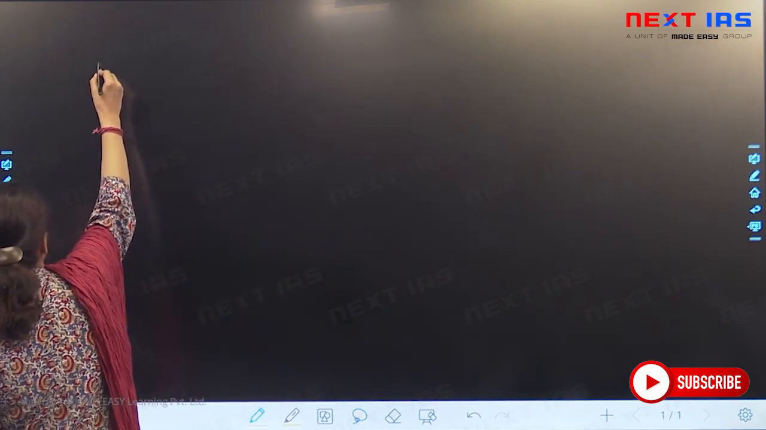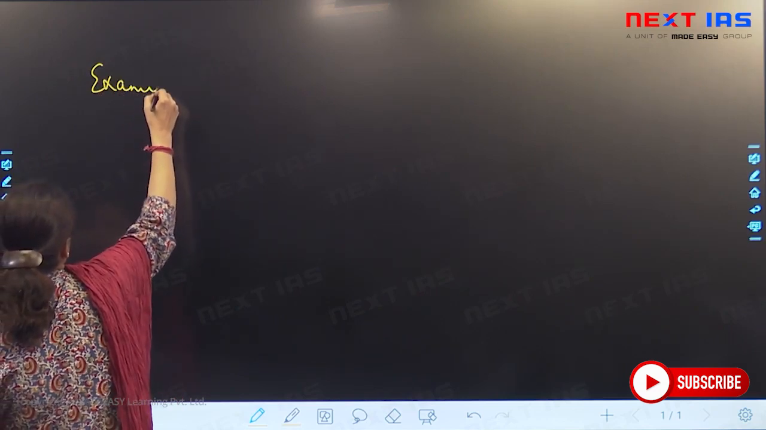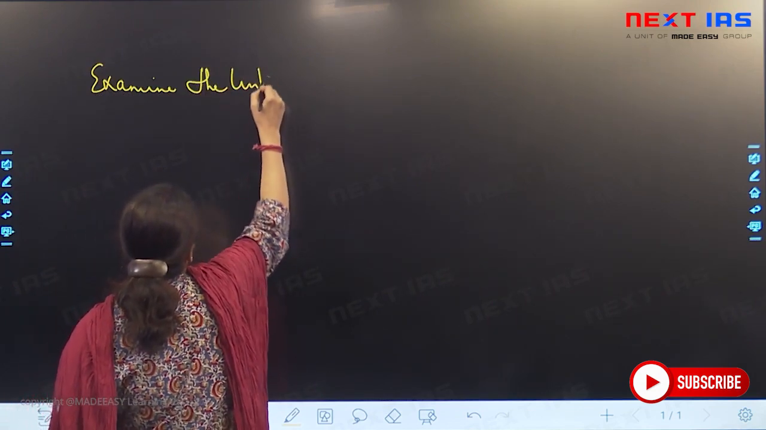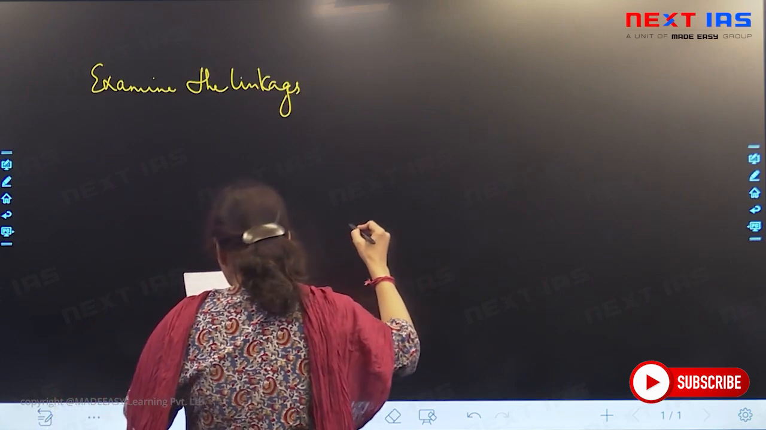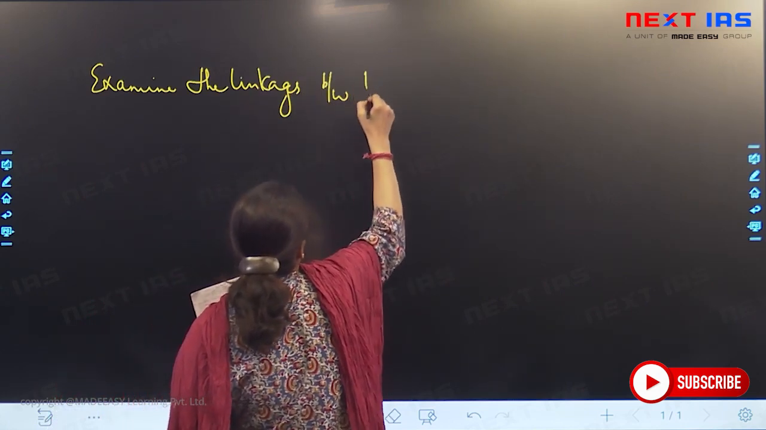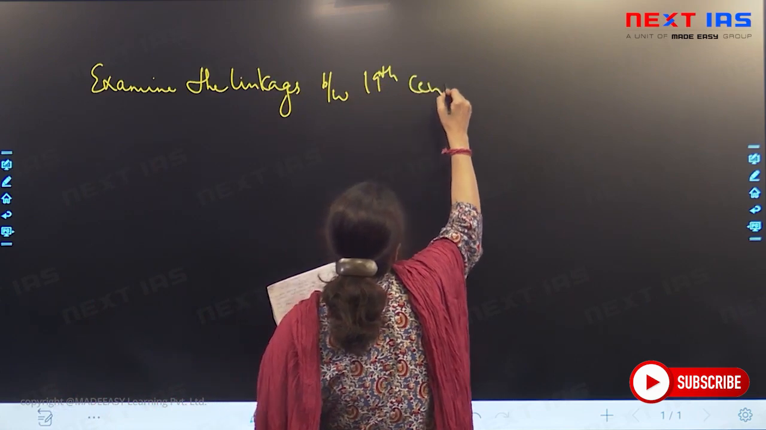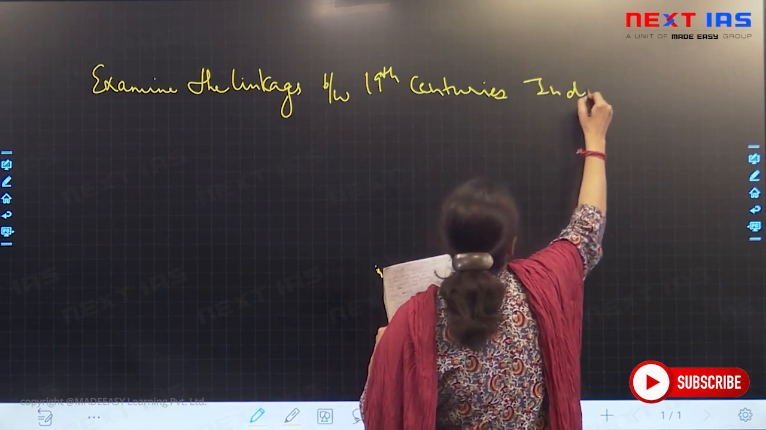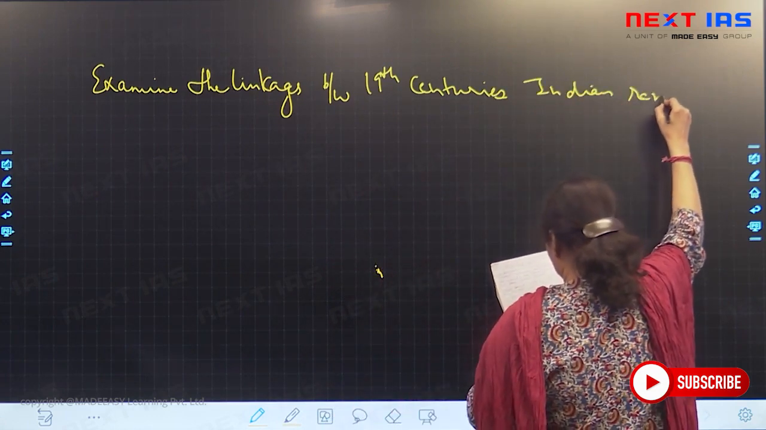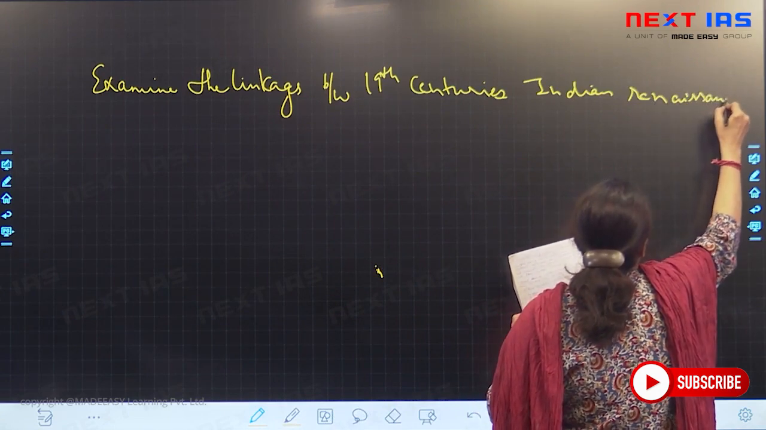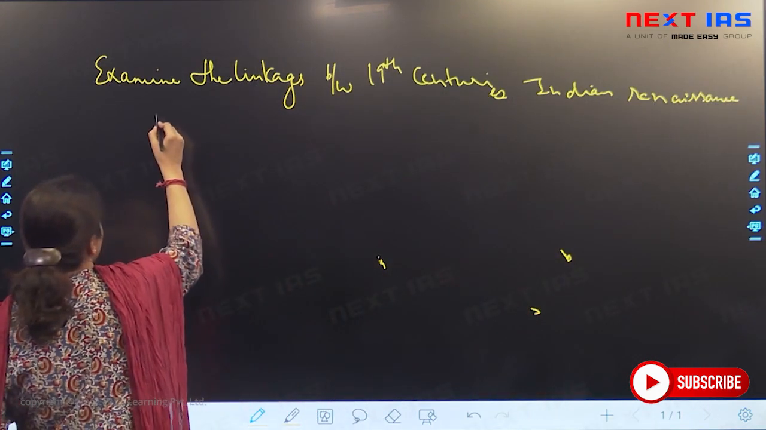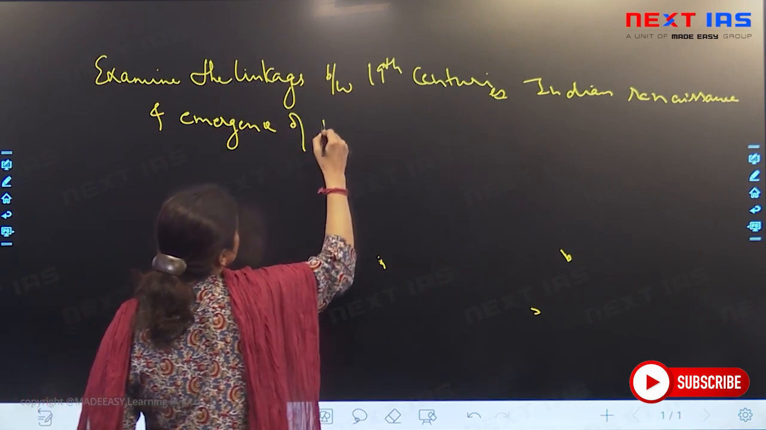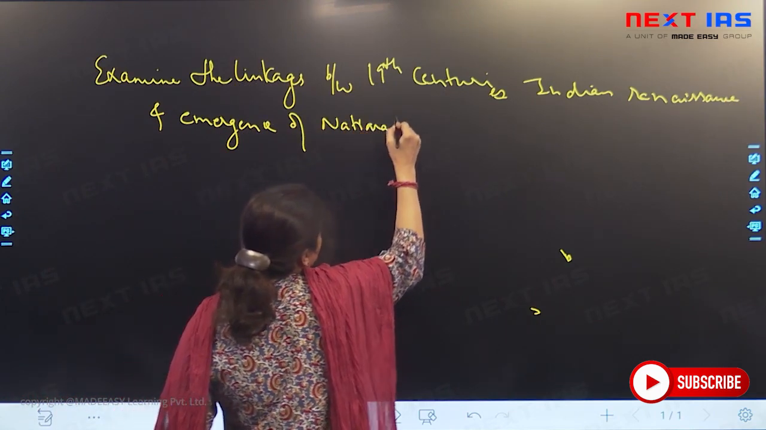Then another is your examine. Examine the linkages between 19th century Indian Renaissance and emergence of national identity. Again, this is a question from last year's Paper 1.